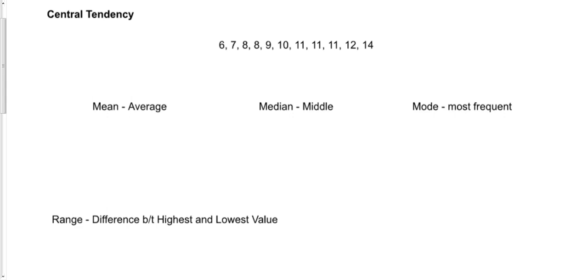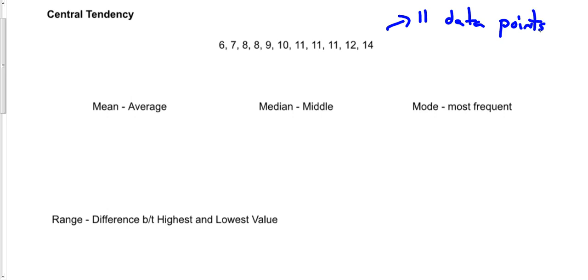So if we look at the data set that's up here, I've got numbers that start at 6 and go all the way up to 14. So if I want to figure out the average, what I need to do is figure out, well, what's the total number of data points that I've got? So I've got 1, 2, 3, 4, 5, 6, 7, 8, 9, 10, 11. So there are 11 data points in my data set.